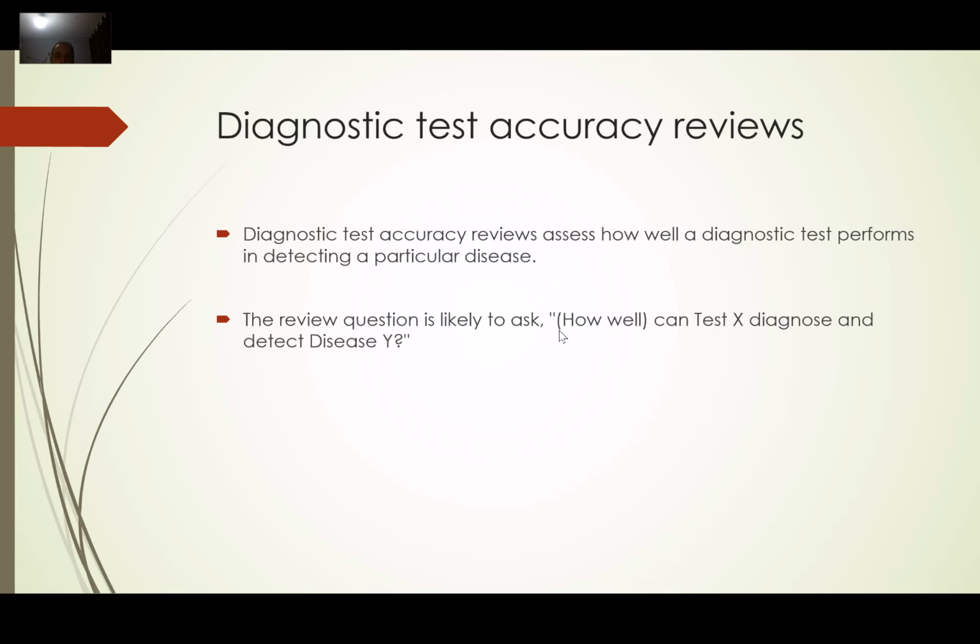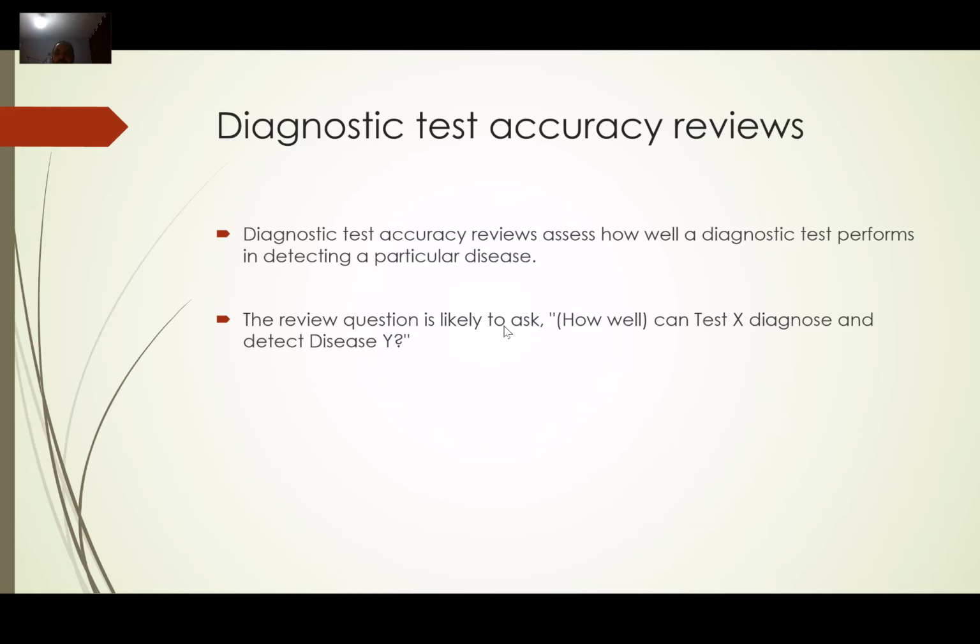Diagnostic test accuracy review. This is the second type of question, where the diagnostic test accuracy review assesses how well a diagnostic test performs to detect a particular disease. So we have many diagnostic tests that can be used to detect a particular disease. For example, for COVID-19, we have the PCR or we have the rapid test. Also in dentistry, maybe for measuring the accuracy of the root canal working length, we have the apex locator, we have a radiograph, we have CBCT. So we will test the accuracy of the diagnostic test.